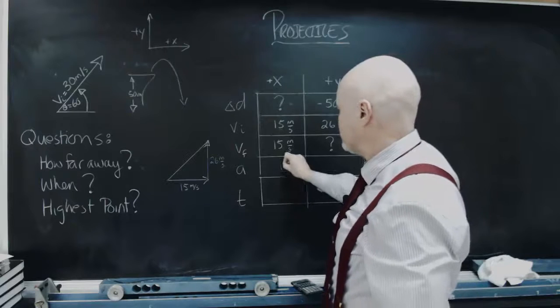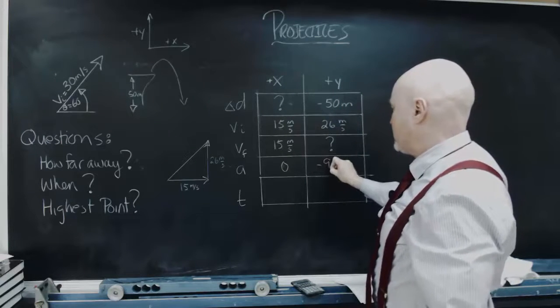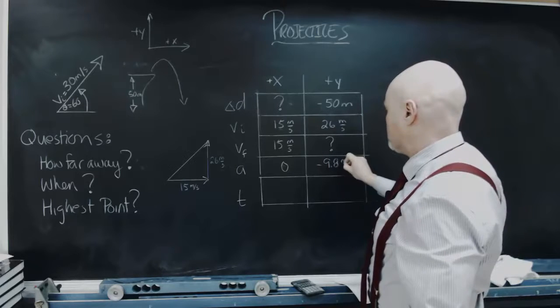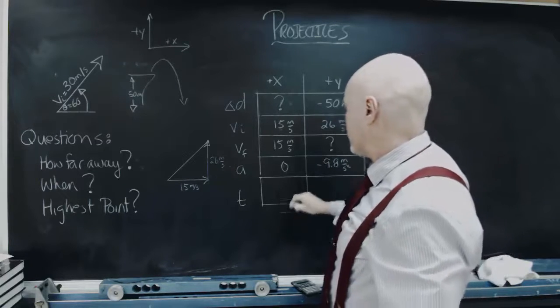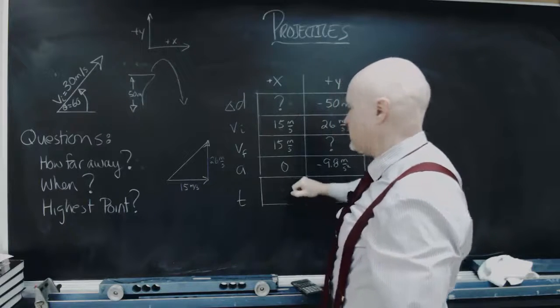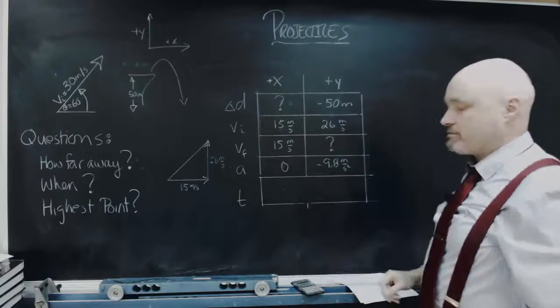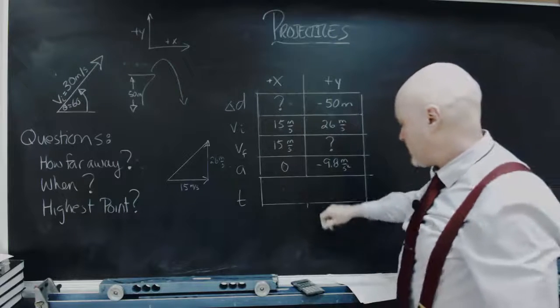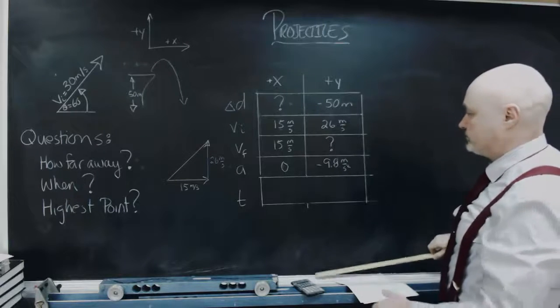Acceleration in the x direction, 0. Acceleration in the y direction, negative 9.8 meters per second squared. And time in the x and the y direction, in this case, as soon as it lands, it stops moving horizontally and it stops moving vertically, and so time is the same for both of these equations.